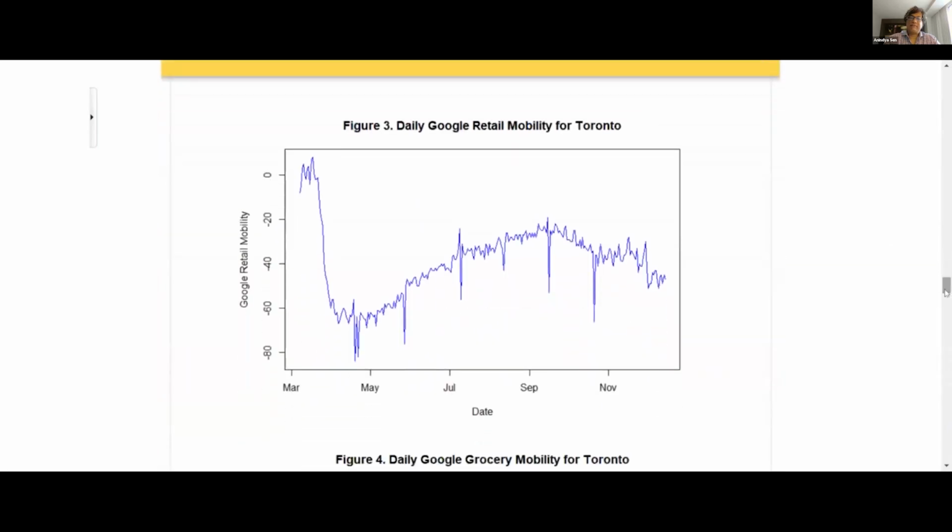Did we also have higher mobility? And we do see that. What's interesting is that mobility, as measured by Google data, retail mobility started going up, but when cases started really spiking, sometime in October, they started dropping, right? People started getting more and more cautious.